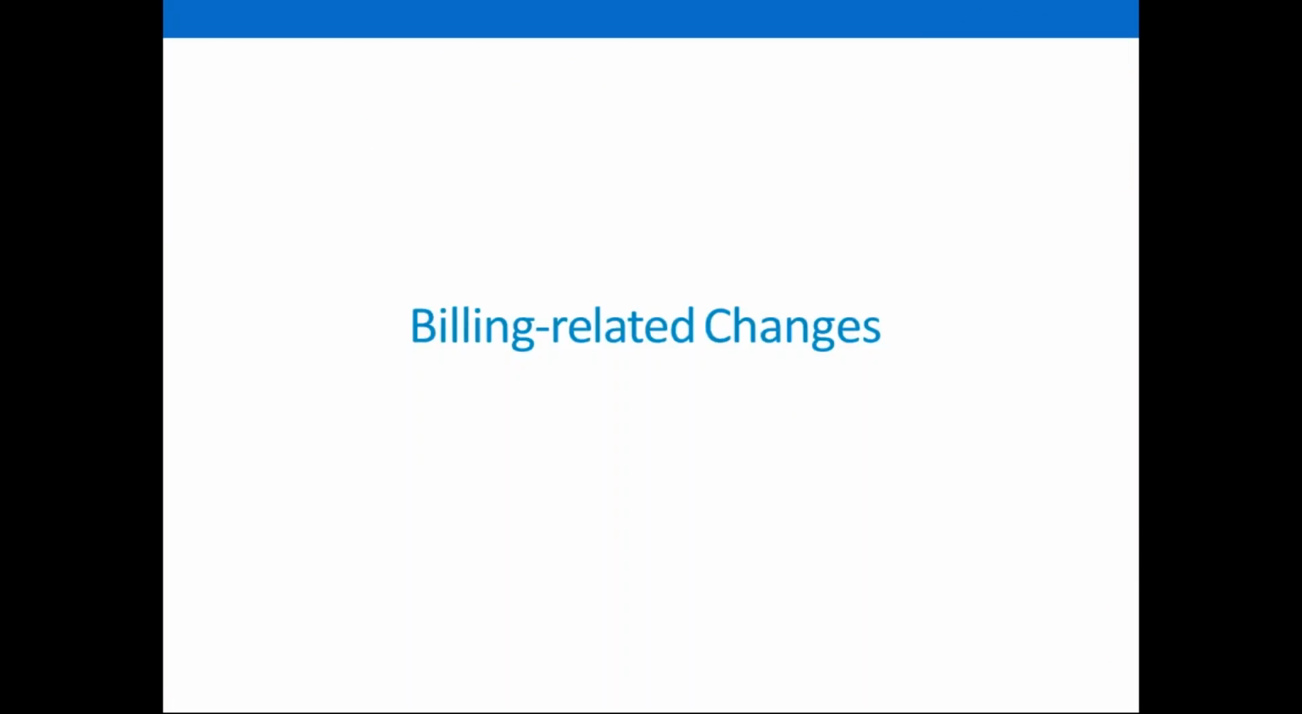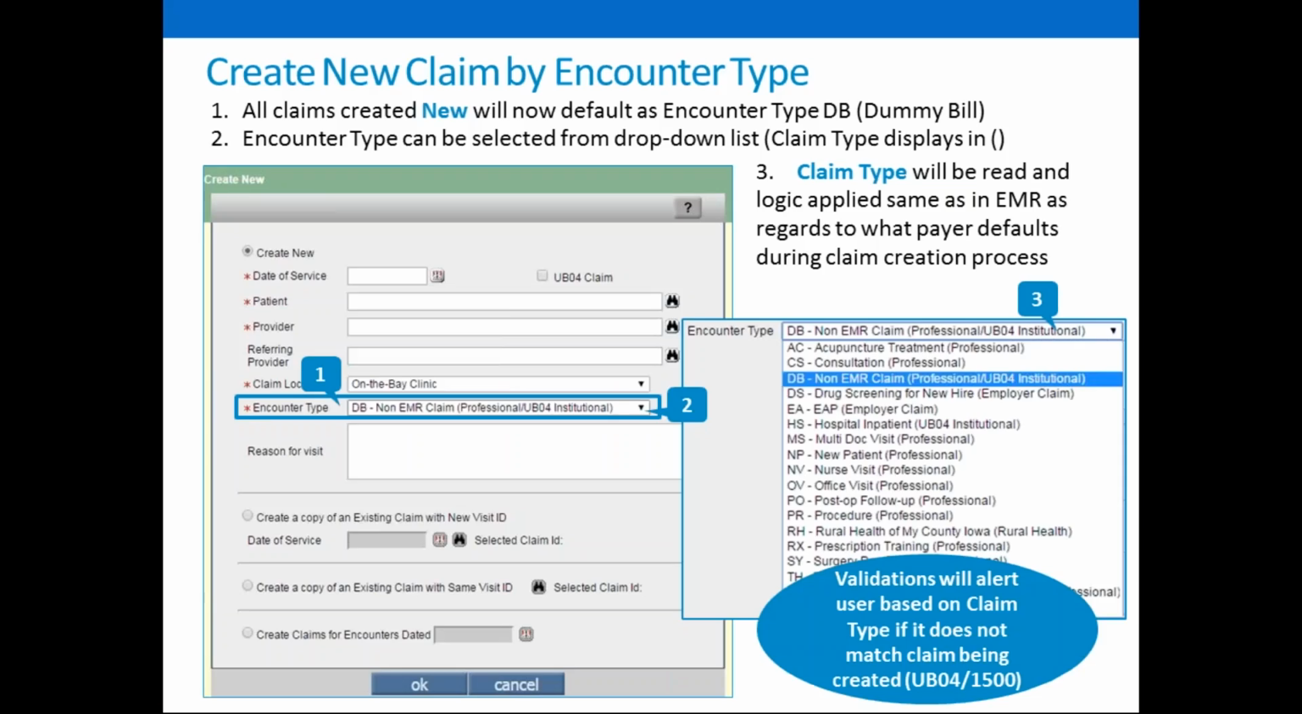Now, getting into the feature changes on the billing side, the first thing we're going to look at is create claim new by encounter type. Typically, the default behavior in the practice management side of prognosis is that the claim is auto-generated from EMR when the encounter is signed off and closed by the provider. However, there are instances based on your workflow and your specialty where claims need to be created from scratch, where there is no corresponding visit in EMR. So you're able to just do claims new directly here in practice management.